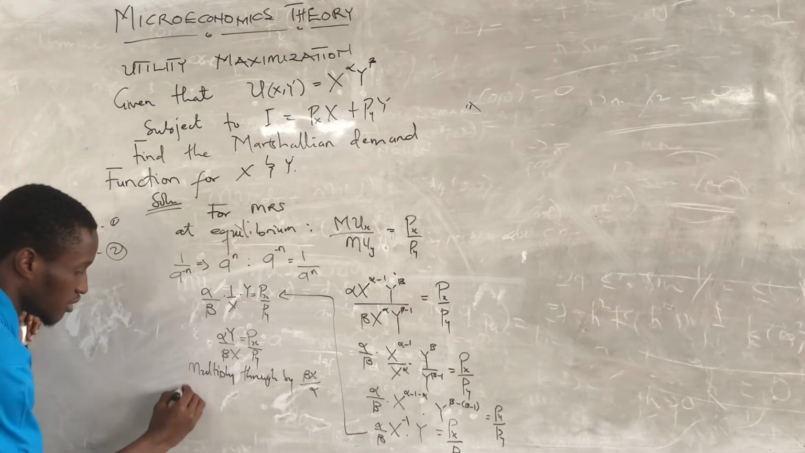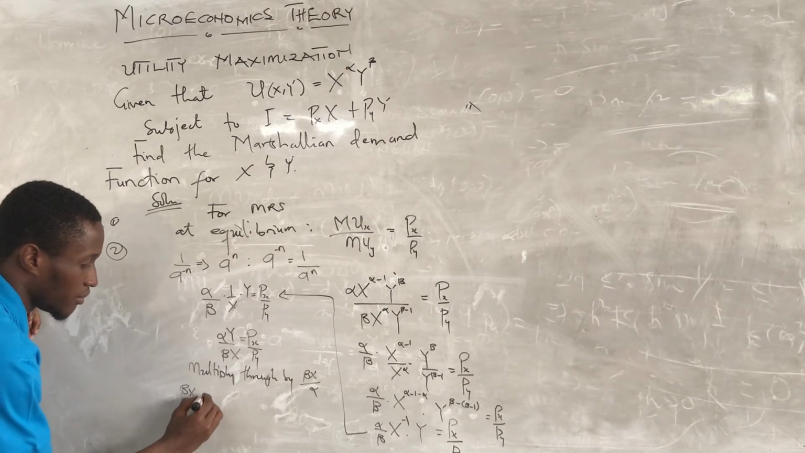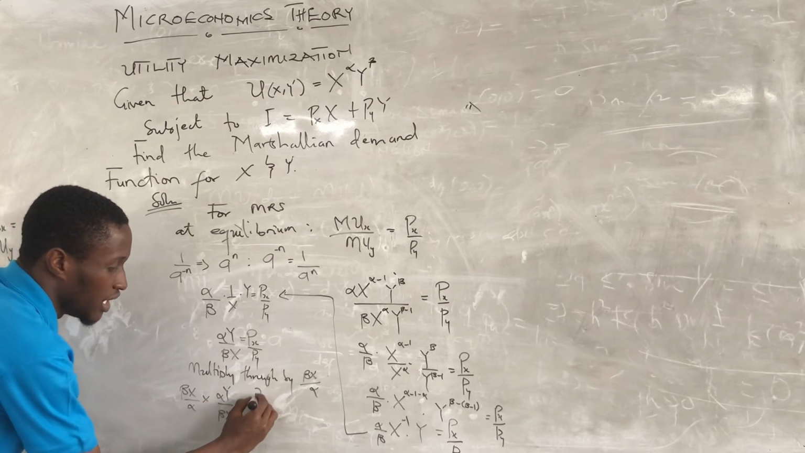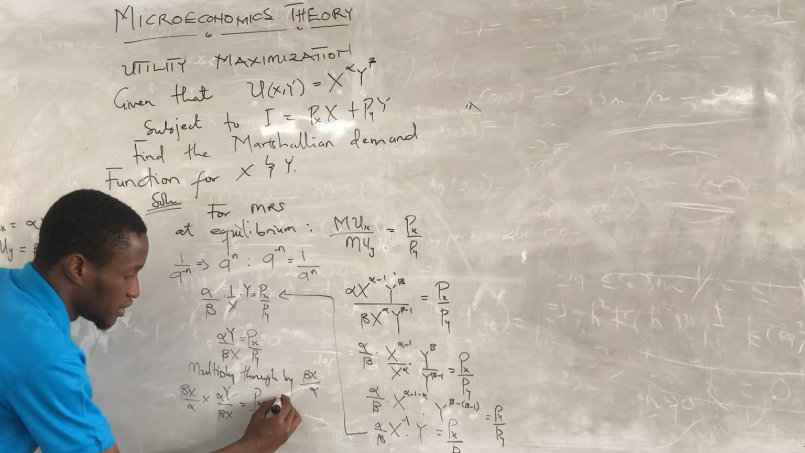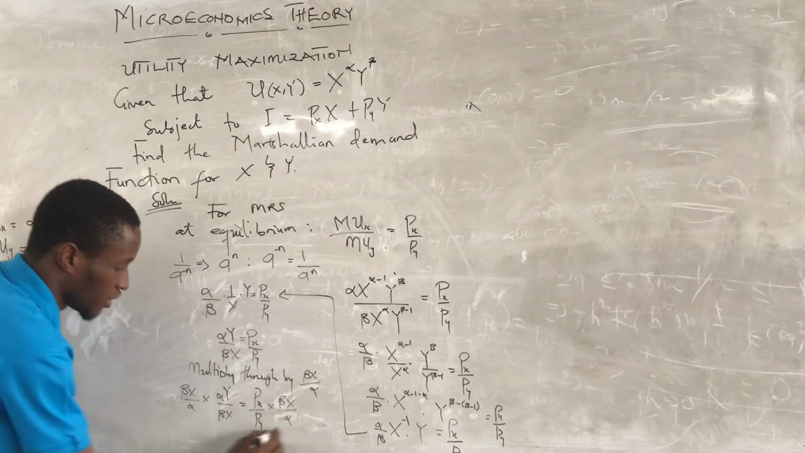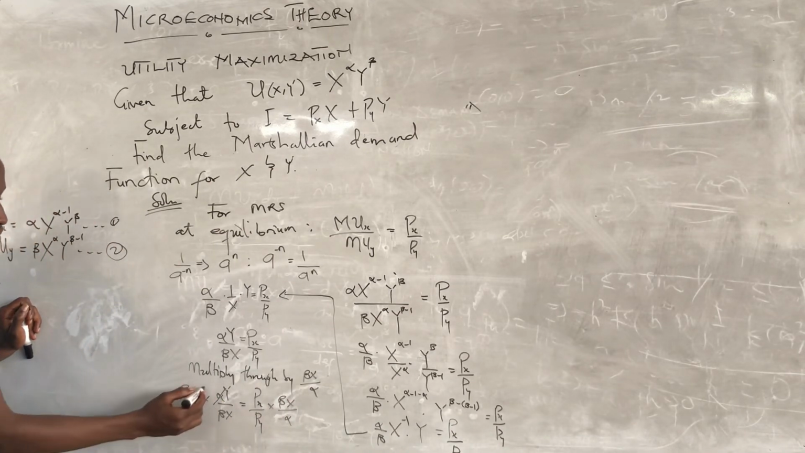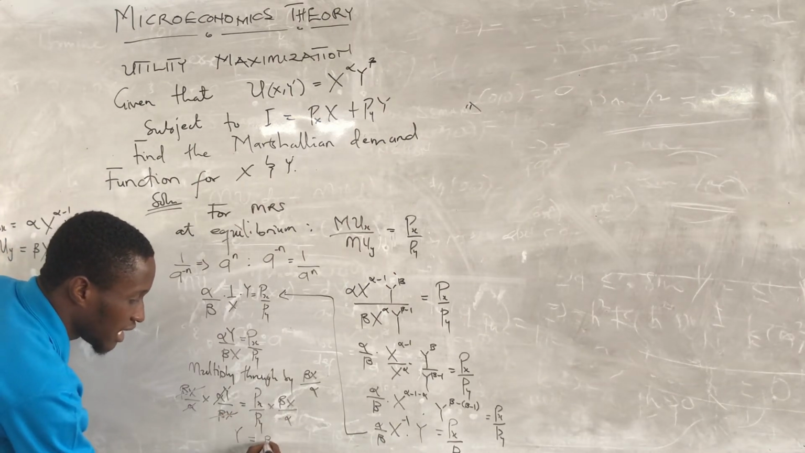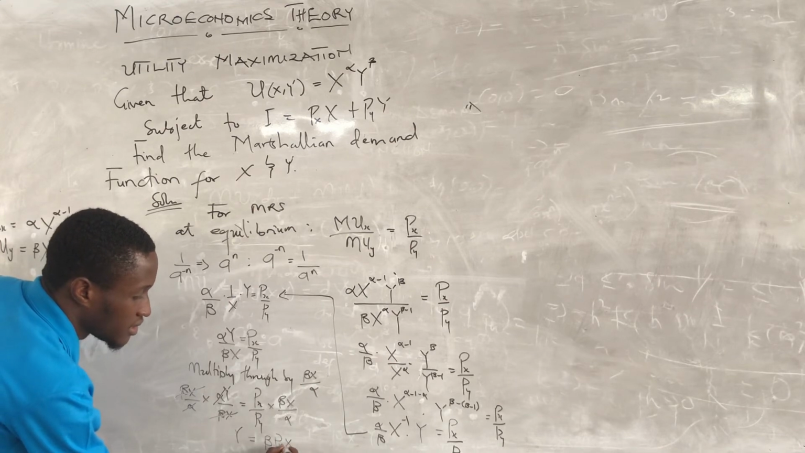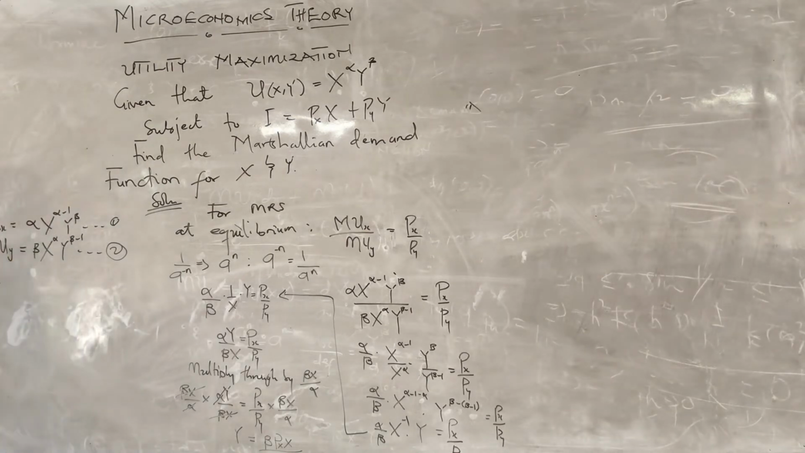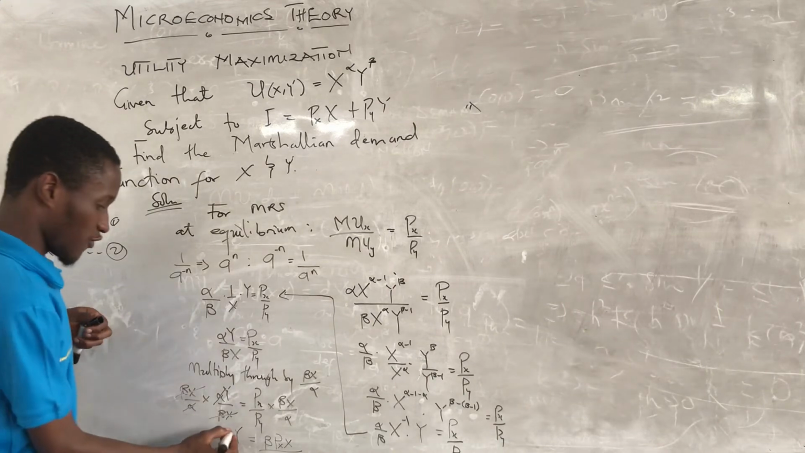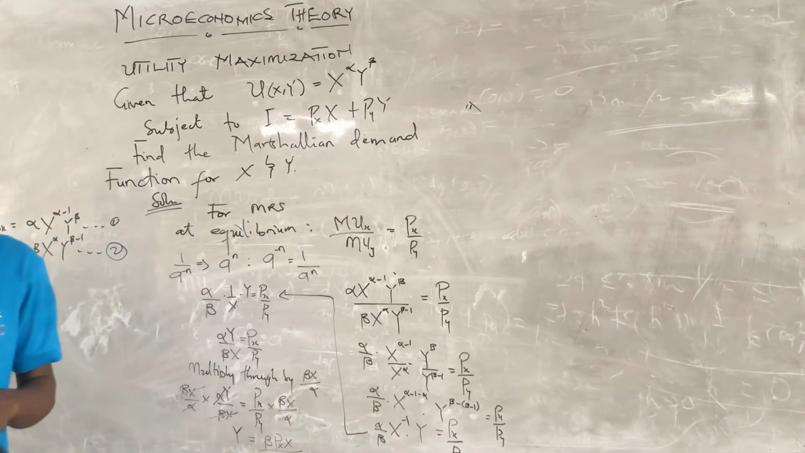So now I have beta x over alpha multiplied by alpha y over beta x equal to Px over Py times beta x over alpha. So this alpha cancels this alpha, beta x cancels beta x. So I have y is equal to beta Px x over alpha Py. That is a function for y, but that is not the demand function for commodity y. You have to take note.